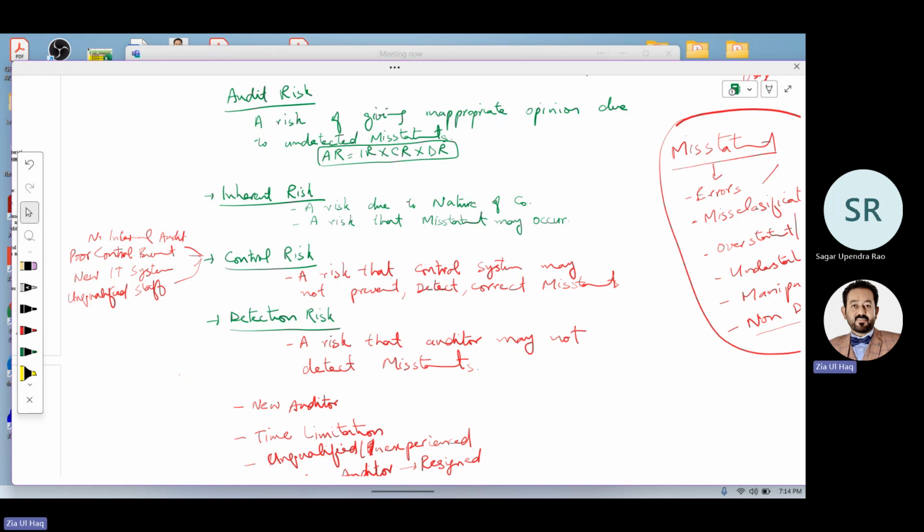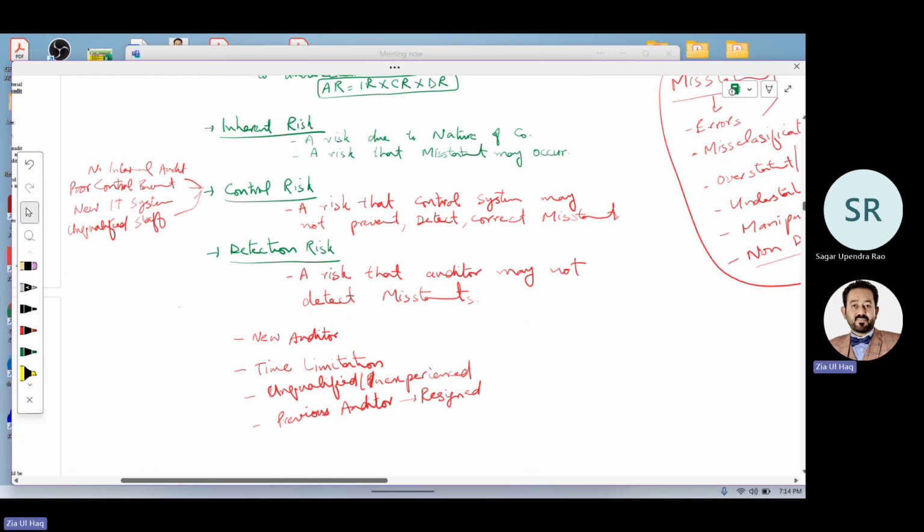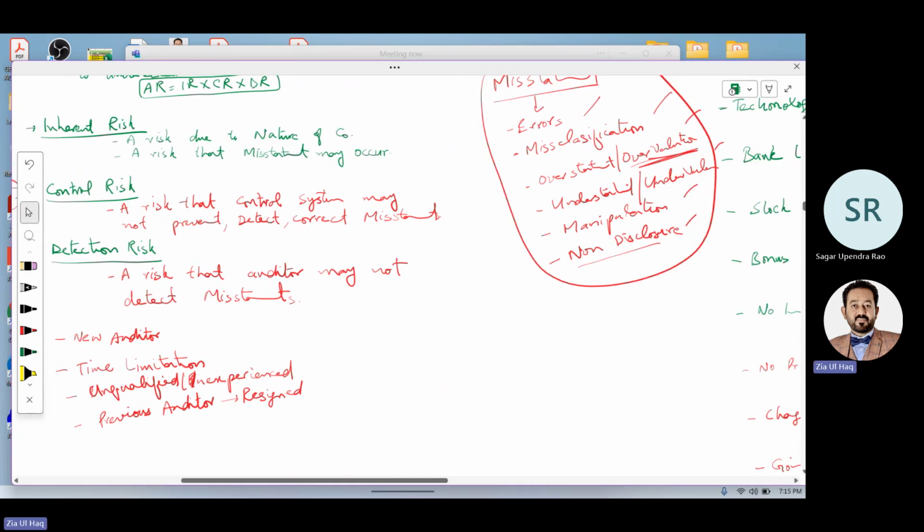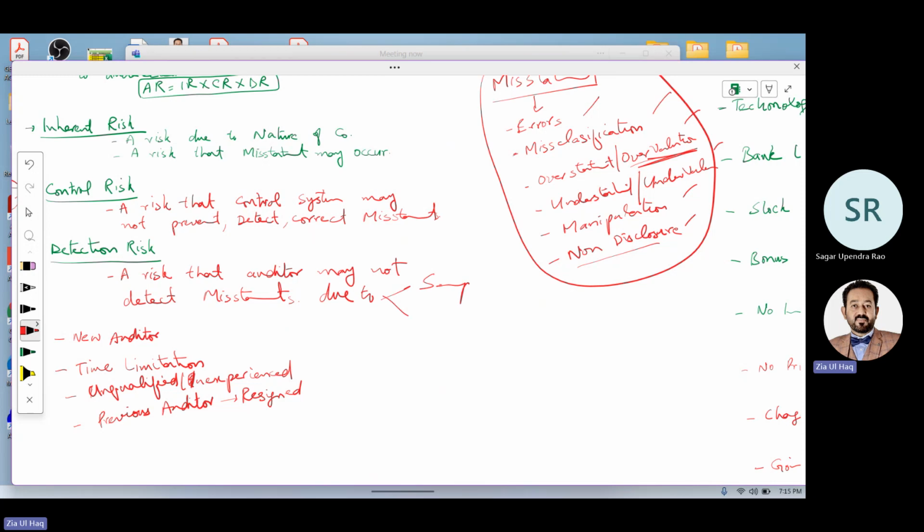Either he is new, or there is a time limitation, or he is not having experience, or the previous auditor resigned due to some issues with the management. So those issues could also affect us, and we may not be able to detect misstatements. Detection risk, a risk that auditor may not detect misstatements due to sampling risk and non-sampling risk.